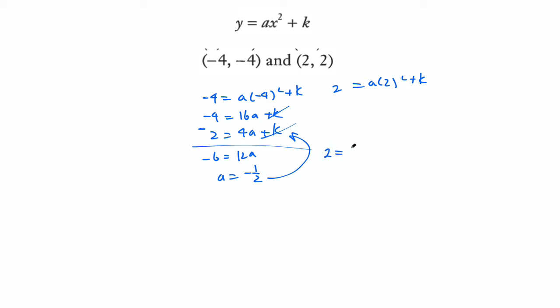Then I get 2 is equal to 4 times -1/2 plus k. 2 goes into 4 twice, so I'm left with -2 plus k. Add 2 to both sides, and k must be 4. So our equation is y is equal to -1/2 x squared plus 4.